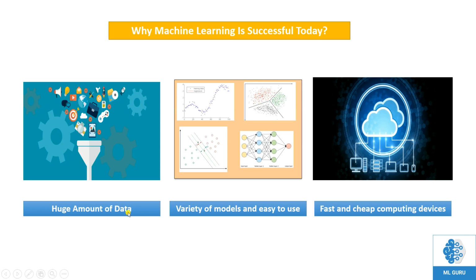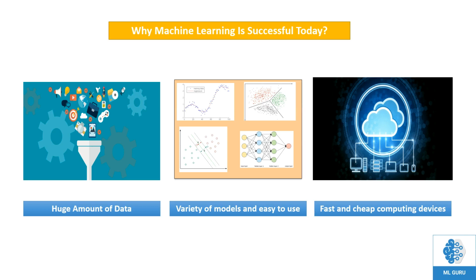Second, we have a huge variety of models. Researchers have come up with a large variety of models of various complexity, and the best part is we do not need to know the mathematical part of it. We can directly use these various models for our machine learning task. The third reason is fast and cheap computing devices. Today computing devices are becoming cheap, and we also have cloud services like AWS or Google Colab, through which we can handle complex data and do fast and easy computation. We can do heavy computations easily and efficiently.